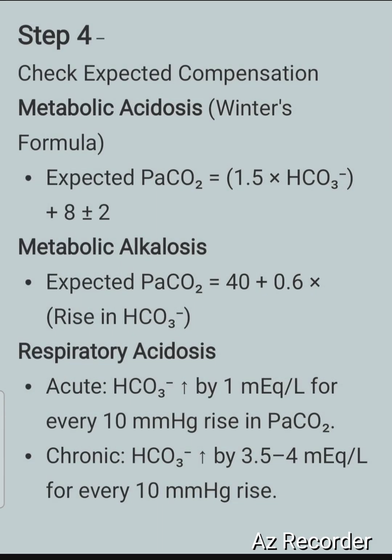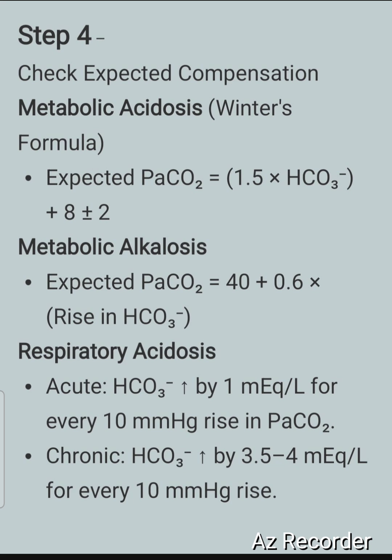Step 4. Check expected compensation. For metabolic acidosis, this is Winter's formula. Expected PaCO2 is equal to 1.5 into bicarbonate plus 8, plus or minus 2. In metabolic alkalosis, the expected PaCO2 is 40 plus 0.6 into rise in bicarbonate, which we can find by subtracting the normal bicarbonate from the total bicarbonate.